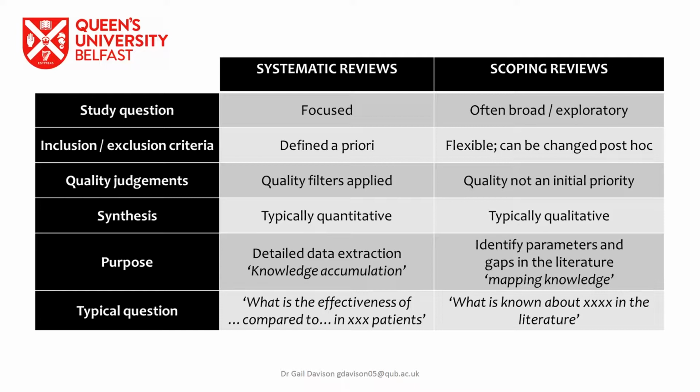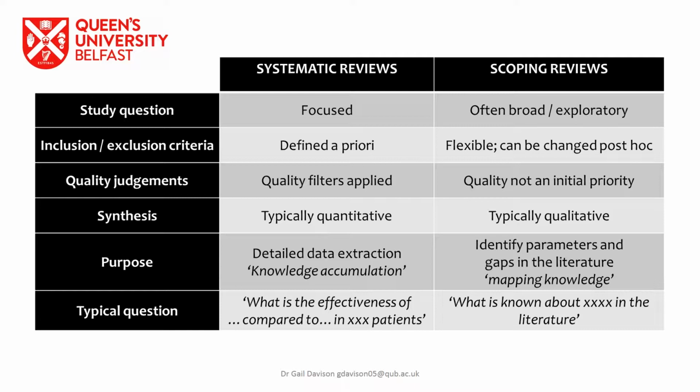Within a systematic review, usually there's a quality check on each article that you include. Usually it's quantitative data that you're looking at, but some do include qualitative data. Data extraction is normally quite detailed, and as I said, the question within a systematic review is the effectiveness of treatment A versus treatment B. It's usually quite clear-cut.